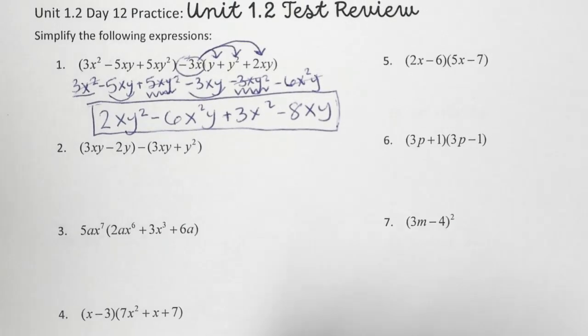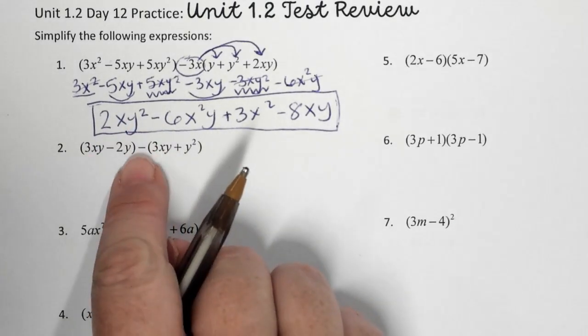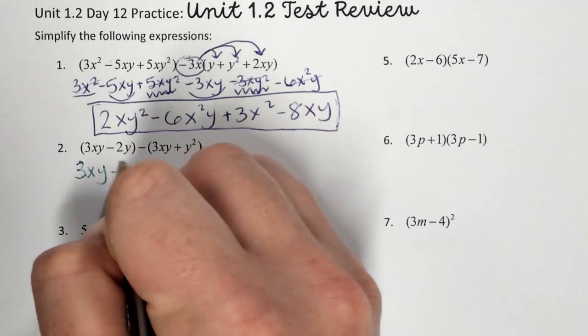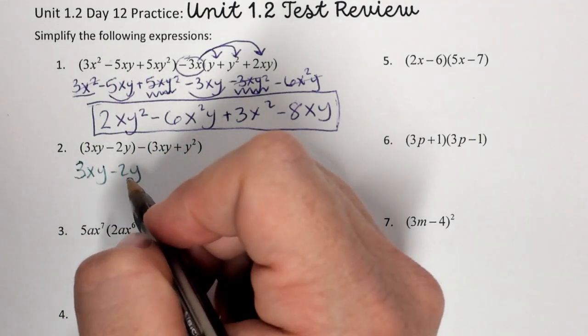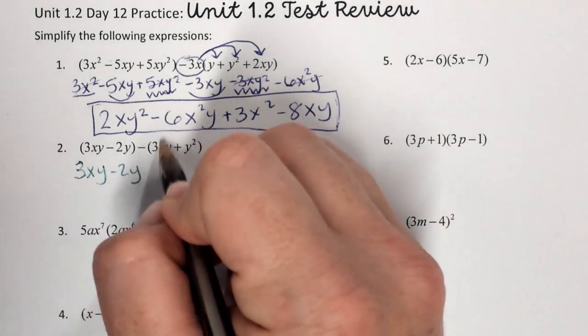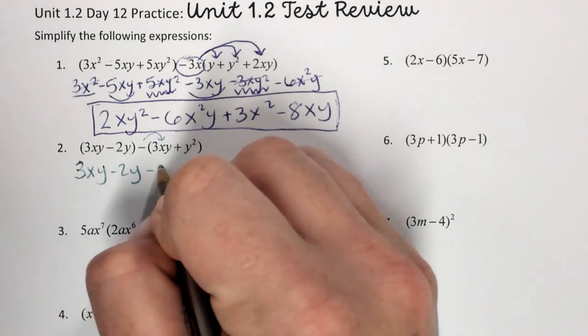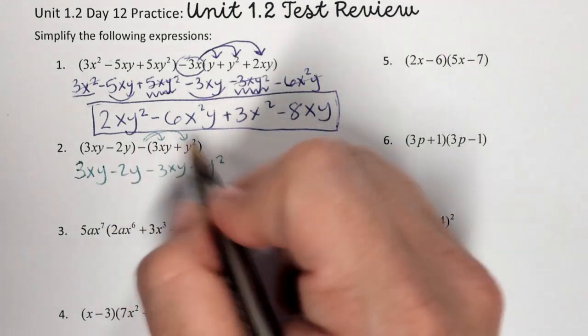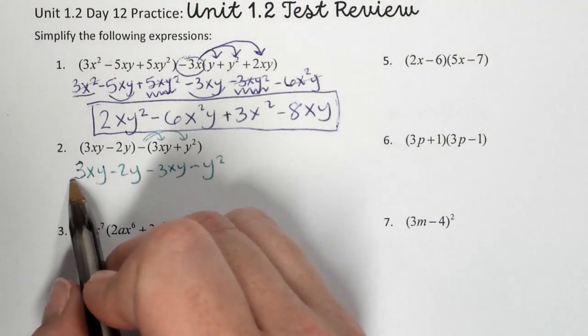Okay, look at number 2. Again, we're not distributing across because there's a symbol in between. So again, nothing in front of this one, so we can drop the parentheses. And then we're going to distribute the negative. So negative 3xy, negative y squared, because a negative and a positive makes a negative. Well, 3 minus 3 is 0.